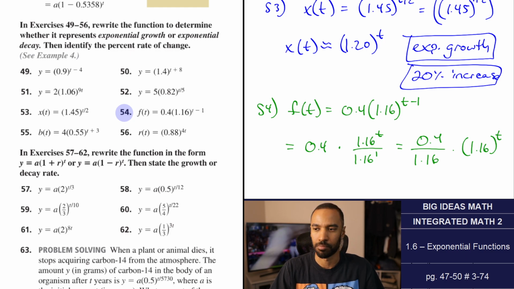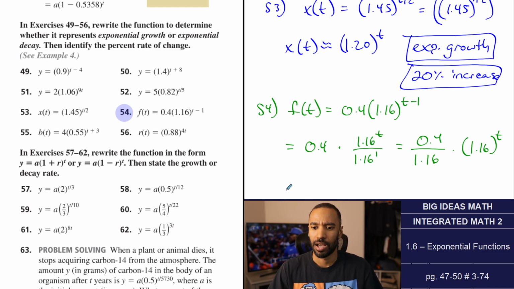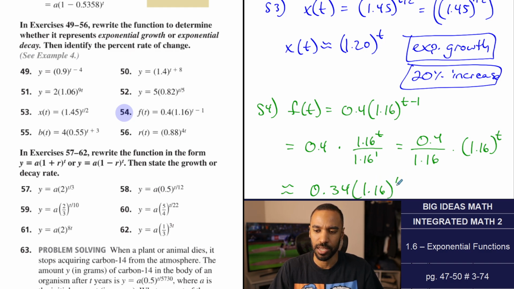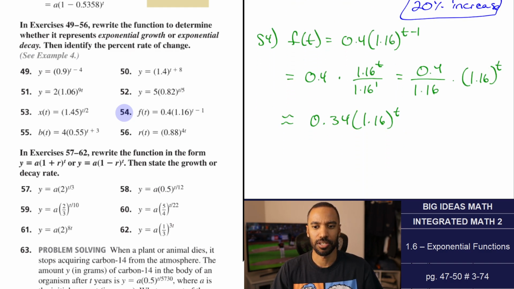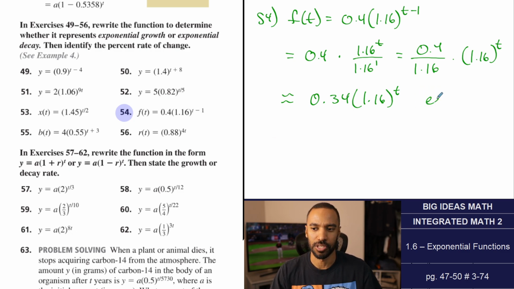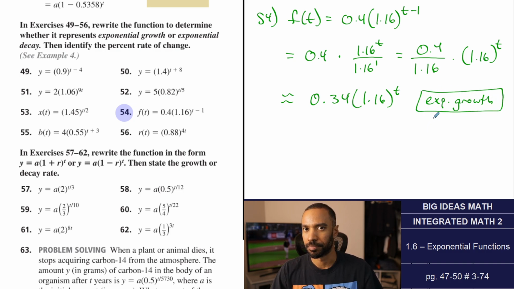1.16. So it's 0.3448. So it's about 0.34 times 1.16 to the t. As far as answering the question, this is still exponential growth. It's always been the 1.16 value. But this is exponential growth, just I had to rewrite the function. And then it's a 16% increase.